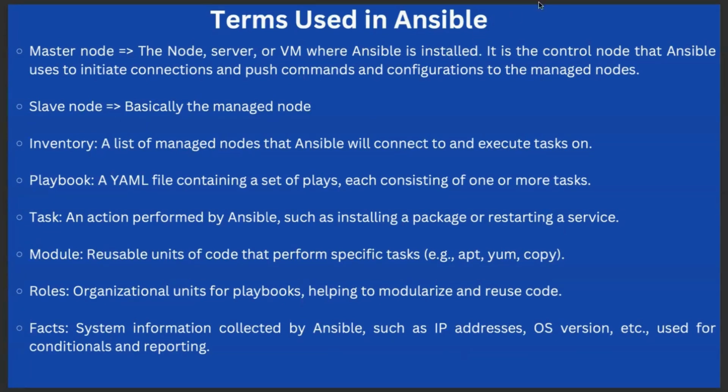Inventory is a list of managed nodes that Ansible will connect to execute tasks on. You have your playbook. Playbook is basically a YAML file, right, containing some sets of plays, each consisting of one or more tasks. So this set of plays is actually what Ansible is going to pass on to the slave nodes that they're going to carry out. For example, I can write a play to install Apache. I can write a play to source, let's say, a repository from GitHub. I can also write a play to schedule jobs for a particular thing, probably to send mail or something, right?